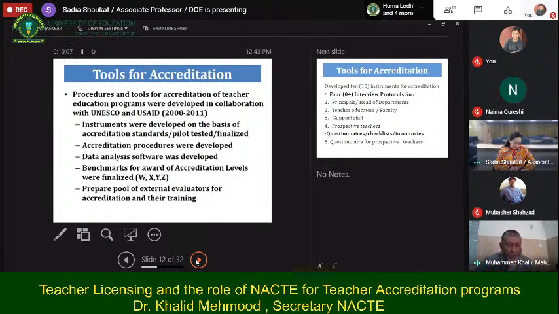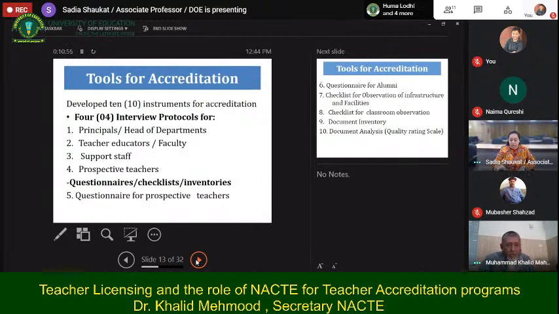after developing instruments and procedures, we were able to collect data. For data collection, we developed purpose-made software. We analyze our data through that software, and after we get the analysis report, we compare that analysis with benchmarks. We need benchmarks to decide whether the program should be accredited or not accredited. If it should be accredited, then at what level? We have the lowest level Z, then Y, X, W. We have defined benchmarks to decide the level of accreditation. Next slide.